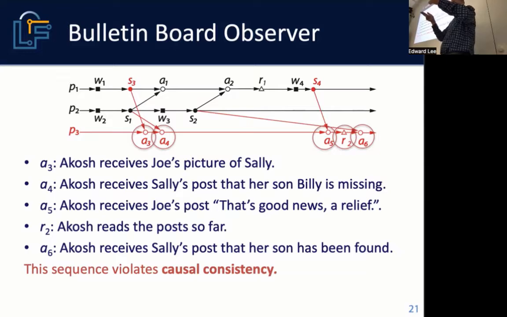So this is causal consistency, not counterfactual consistency. Joe was able to see Sally's second message when he responded. But Akosh didn't see Sally's second message, just saw Joe's response, which means that the state of Akosh's copy of the state variable had a missing element in the causal chain. This is a violation of causal consistency.